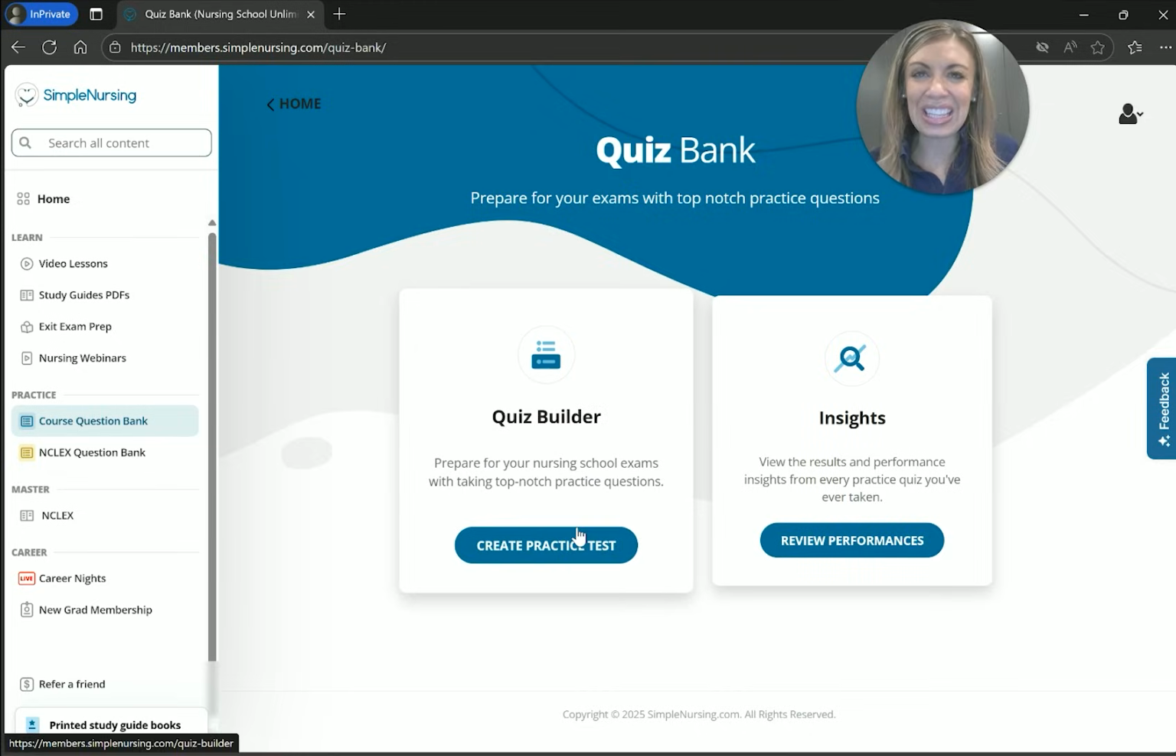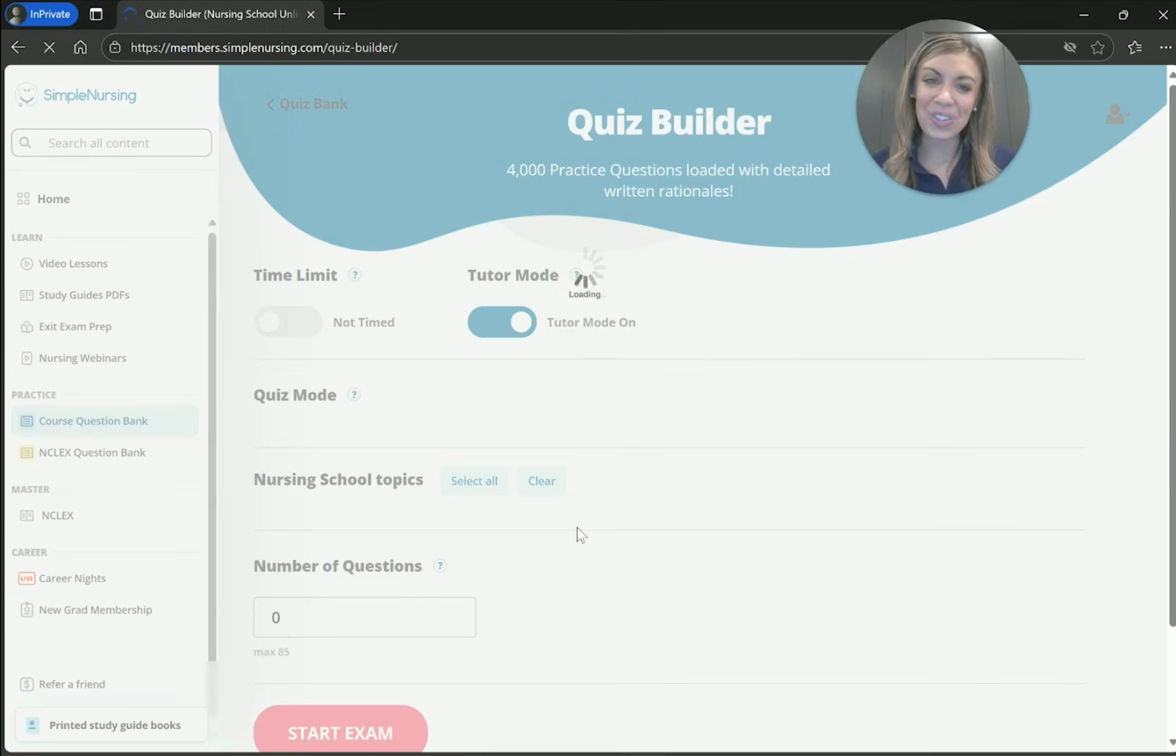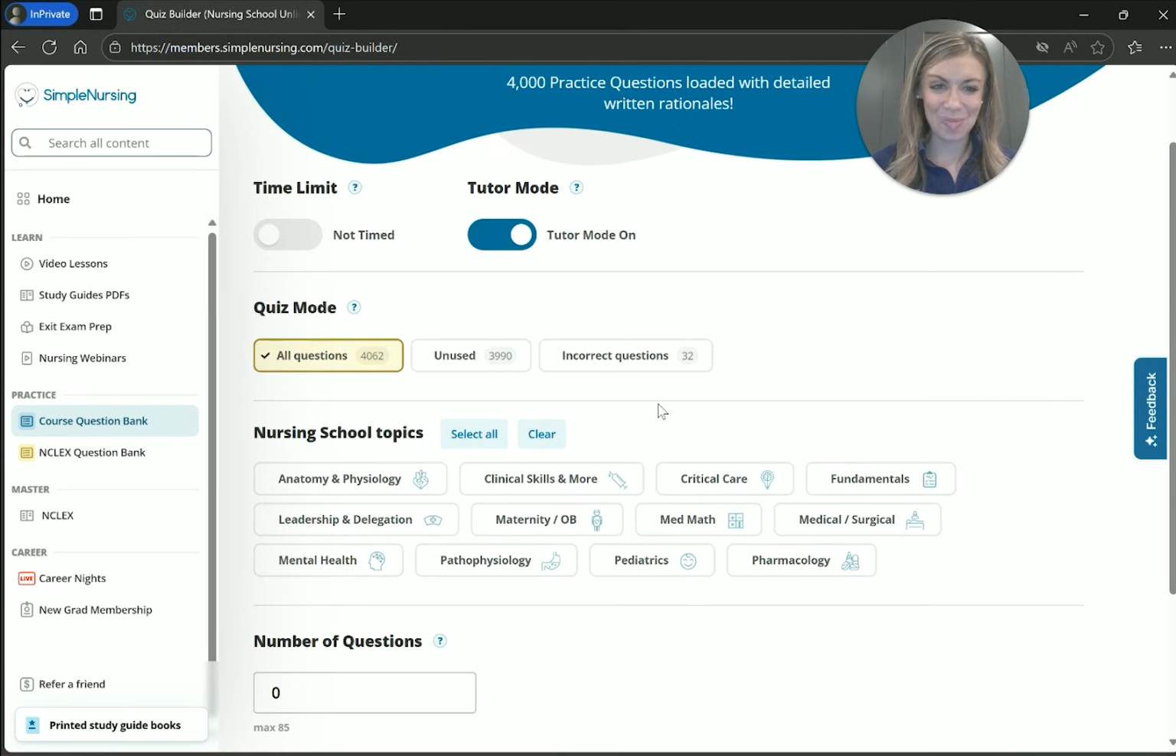So first things first, let's pick a topic. Today, we're going to focus on, again, EKG from the Med-Surg focus. Here in the question bank, you can filter by topic, difficulty, or NGN versus NCLEX style questions. And so I'm going to pick a few questions and create a quick quiz.